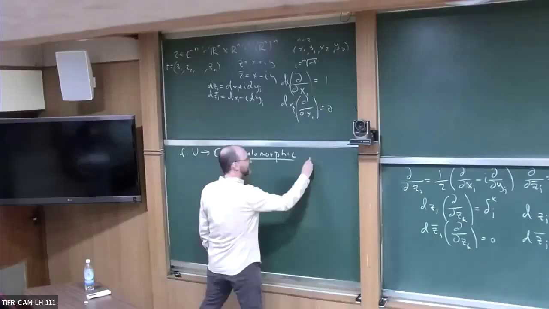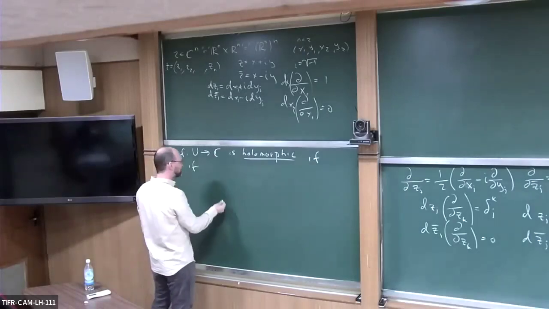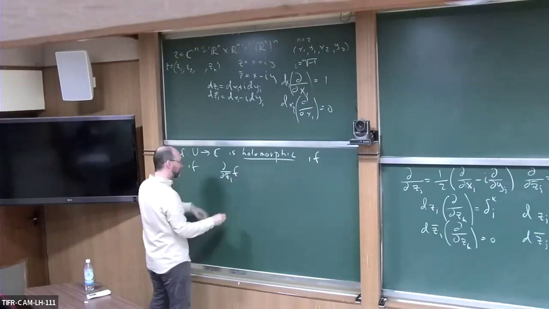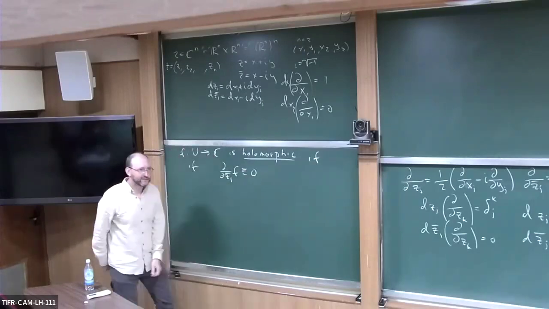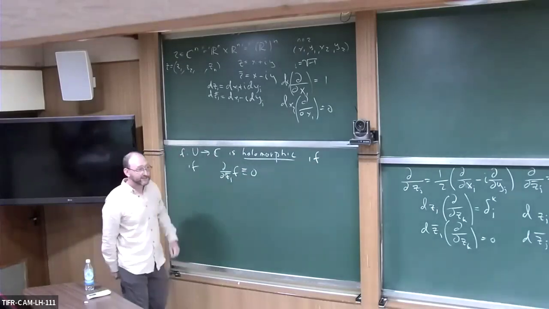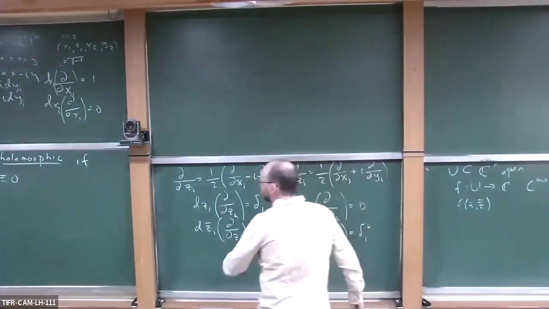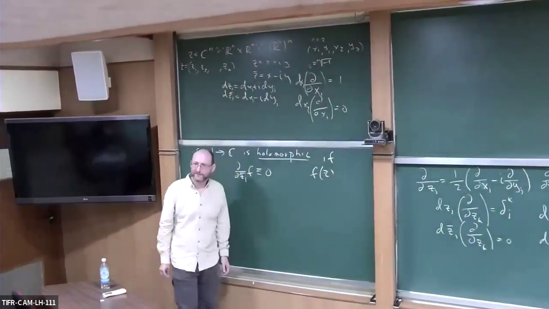If it's independent of z bar, so if it satisfies these equations, basically if it's killed by all the z bar derivatives, so if it really is just a function of z, right? And then we'll write f of z, right?